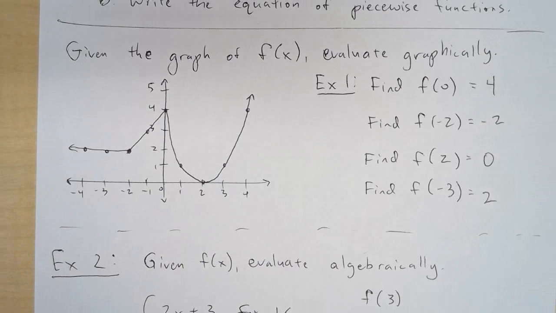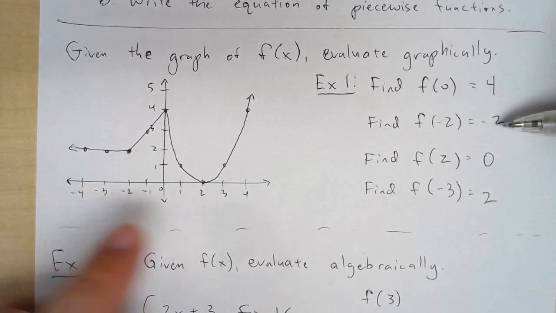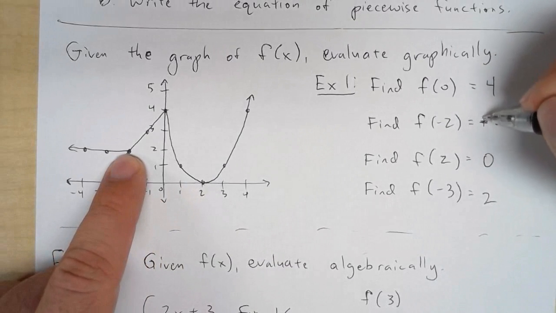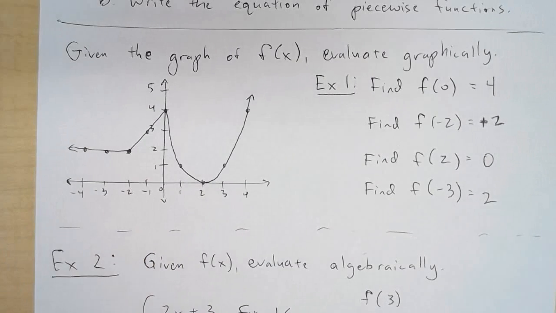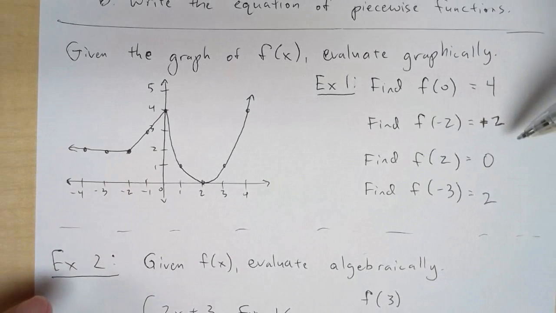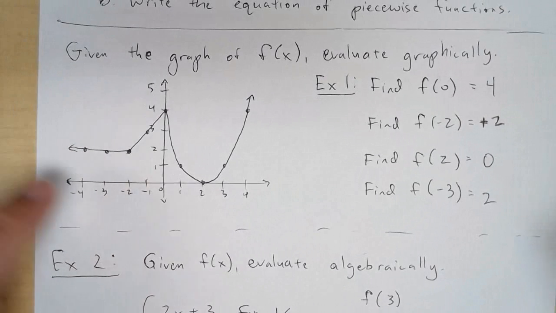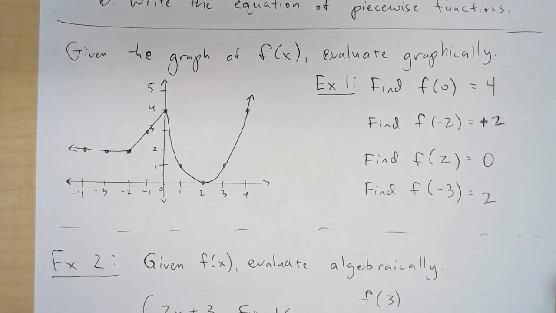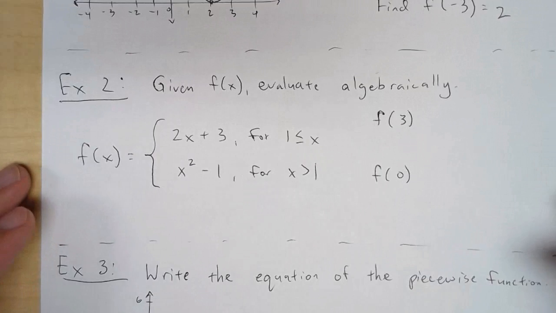Actually, I'm sorry, I did this backwards. Our input of -2, our output should be +2, not -2. Some of you guys are going to say something about it, and that's good. Okay, so input value, output value. Evaluating graphically, super easy. Look at the graph, find out what your input is, tell me what the output is. No big deal. Okay, example 2.